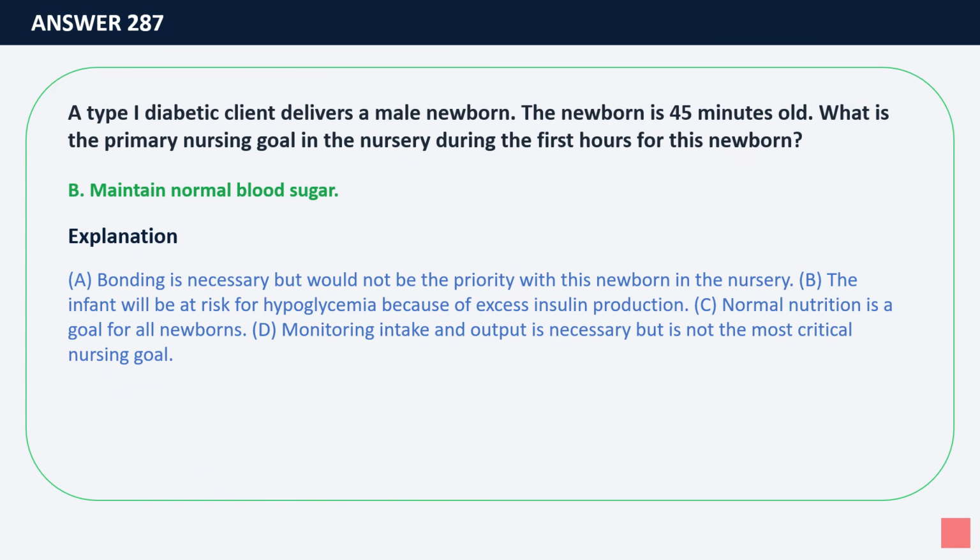Explanation: A. Bonding is necessary but would not be the priority with this newborn in the nursery. B. The infant will be at risk for hypoglycemia because of excess insulin production. C. Normal nutrition is a goal for all newborns. D. Monitoring intake and output is necessary but is not the most critical nursing goal.